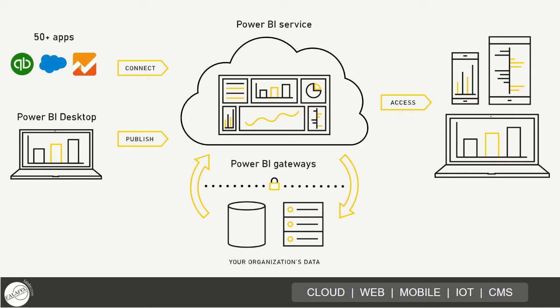connect to 50 or more, I believe there are more than 50 at this point, third-party services. So if you have an account with one of the supported services, you can connect to it from within the Power BI service portal and give it permissions to access your data from that service and pull that data into Power BI and create reports and visualizations using that data. And we'll take a look at that here in a little bit.